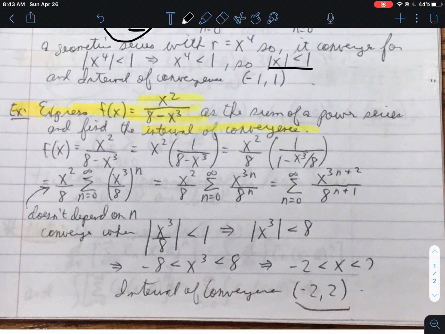Now, f of x equals x squared over 8 minus x cubed. We want a function of the form 1 over 1 minus something. Again, I said automatically your first step, just pull off the numerator. Rewrite it, in this case, as x squared times 1 over 8 minus x cubed. Now I need that denominator to be 1 minus something. So I want this to be 1, and if I want that to be 1, let's just factor out whatever's there. So I'm going to factor that 8 out of my denominator.